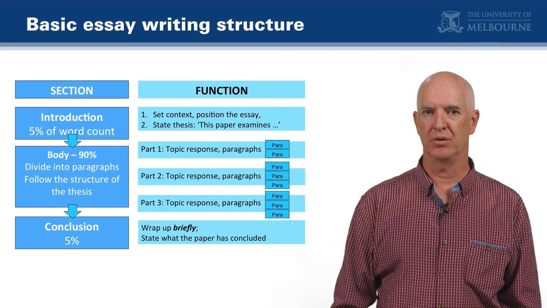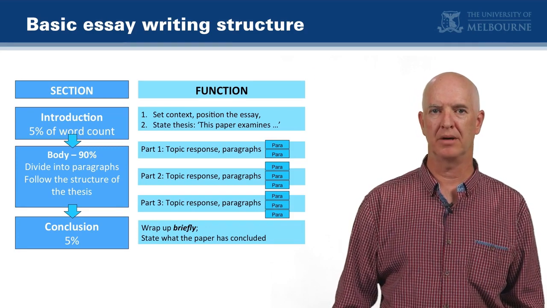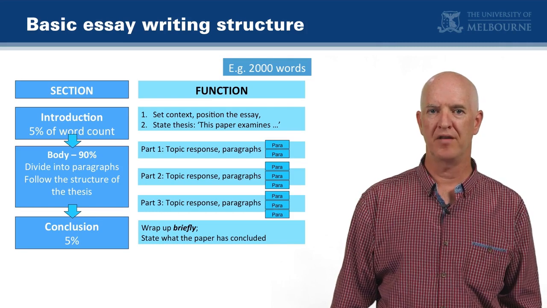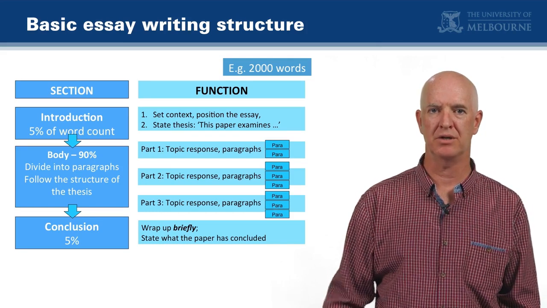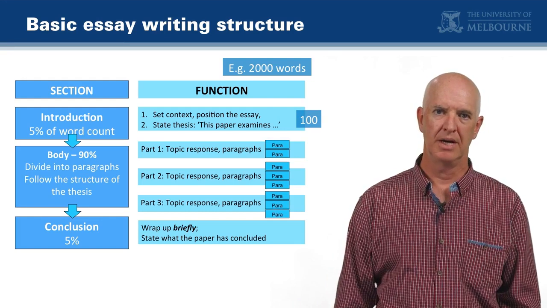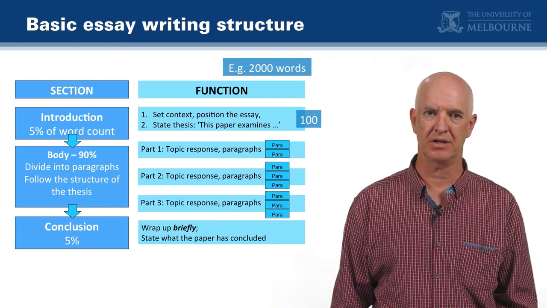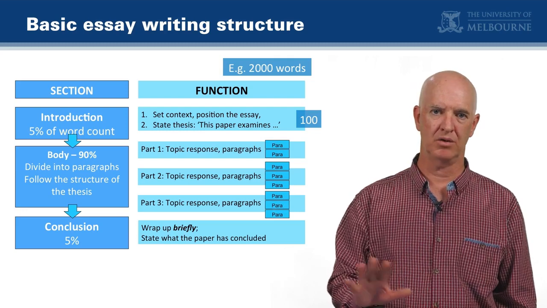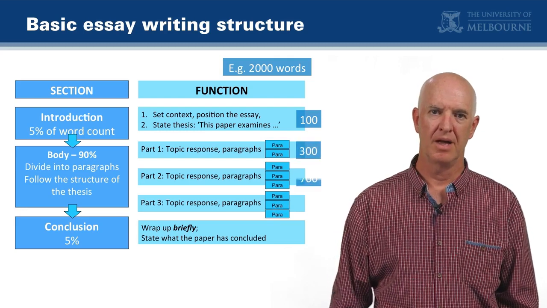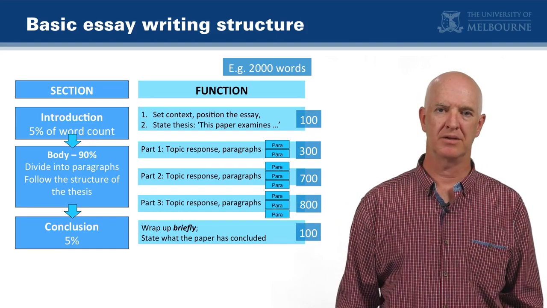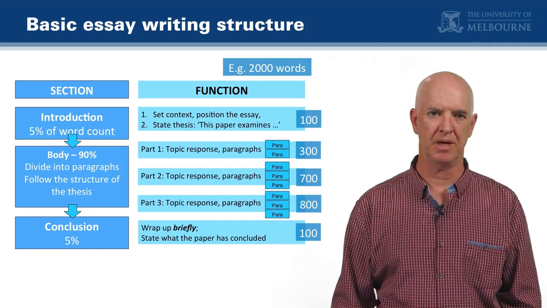Going back to the idea of the word count, let's look at an example of a paper with 2,000 words. If we think about the 5% requirement for the introduction, we're looking at about 100 words. If I just distribute the rest of the words amongst these three sections, it might look something like this. That first section being only 300 would imply that it's somewhat of a descriptive section, maybe with definitions of terms.